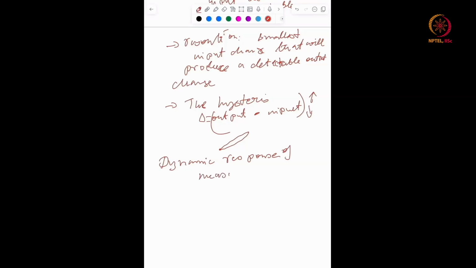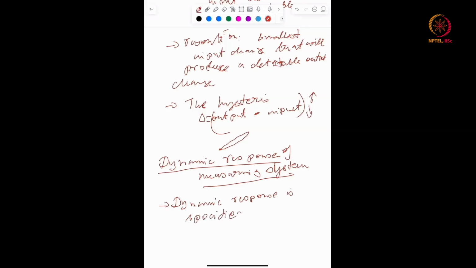So the dynamic response of measuring systems. Operation of a measuring system is called dynamic if at least one of its inputs is time dependent. It can have multiple inputs, but at least one has to be time dependent. Unlike static response, which is usually prescribed by an algebraic relationship, the dynamic response is generally specified by a differential equation.